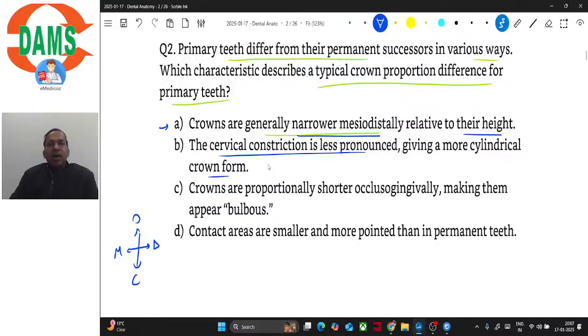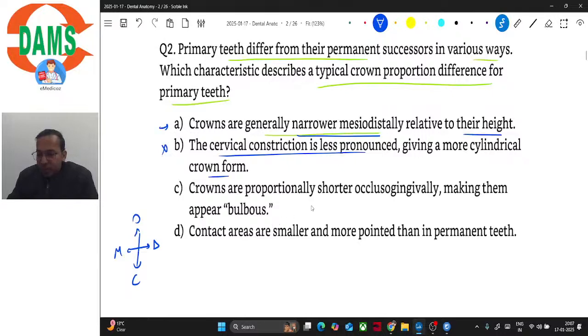But we know that the primary teeth, they have this cervical ridge as the characteristic feature of the primary teeth, isn't it? And that's why the cervical constriction also would be more pronounced in a primary tooth as compared to a permanent tooth. So option B is wrong, isn't it?